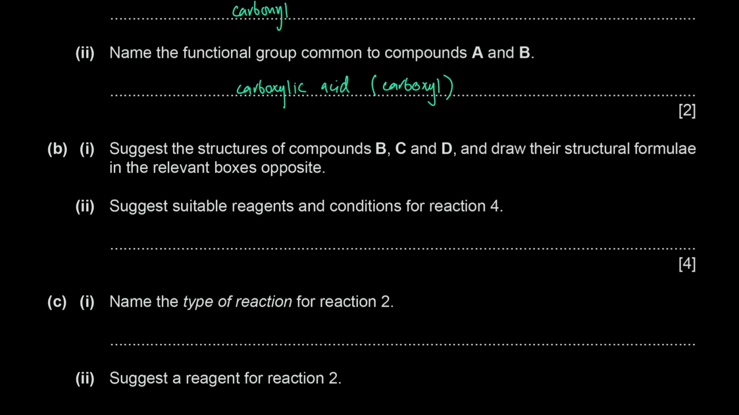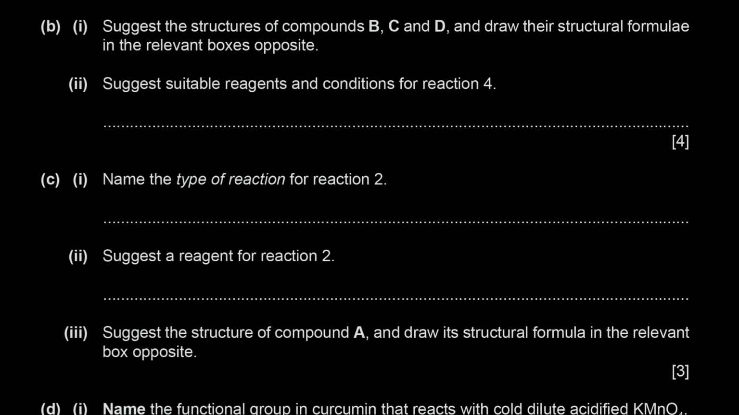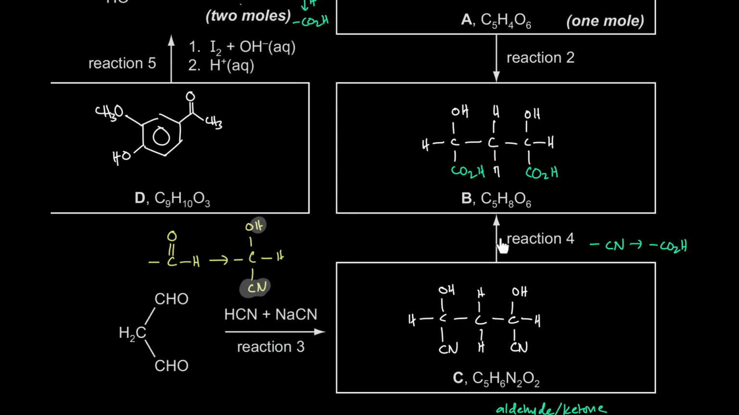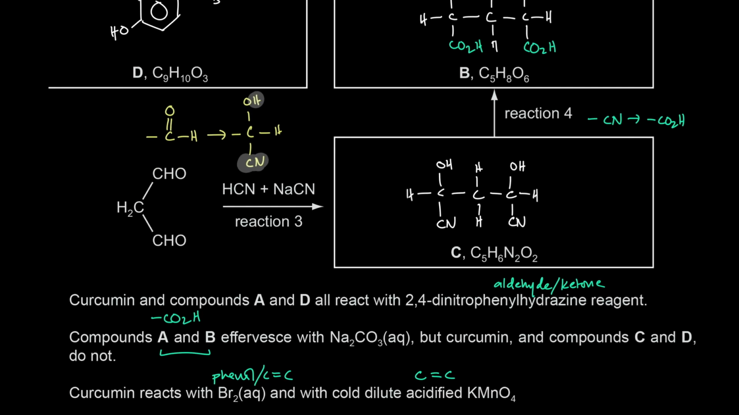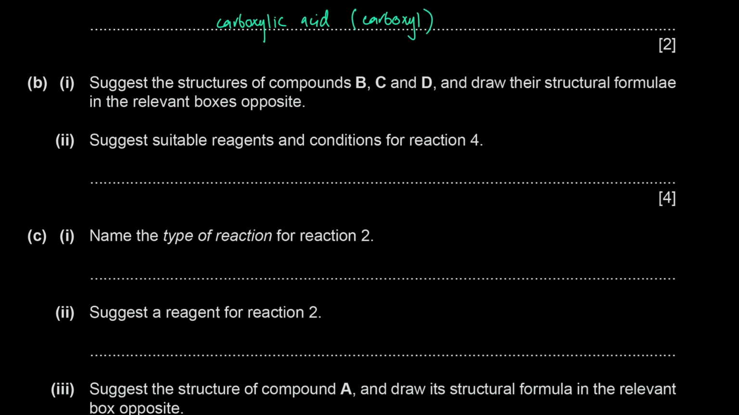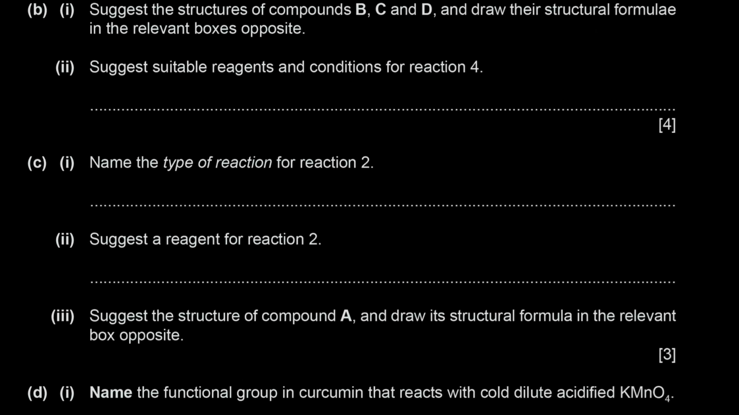So we've drawn the structures of compounds B, C, and D. Now suggest suitable reagents and conditions for reaction 4. Reaction 4 over here was the hydrolysis of nitriles to make the carboxylic acid. So that would be acidic hydrolysis in this case because we're making the carboxylic acid, not the salt. So we're going to use dilute HCl, aqueous, and heat under reflux.